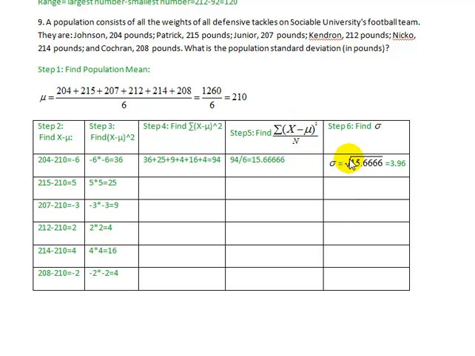So sigma equals the square root of 15.666. Then we got 3.96. So for this group of data, the standard deviation is 3.96. That means, because this standard deviation number is really, really small, for the mean number, 210 is very, very representative. It can represent the average weight of the team players.